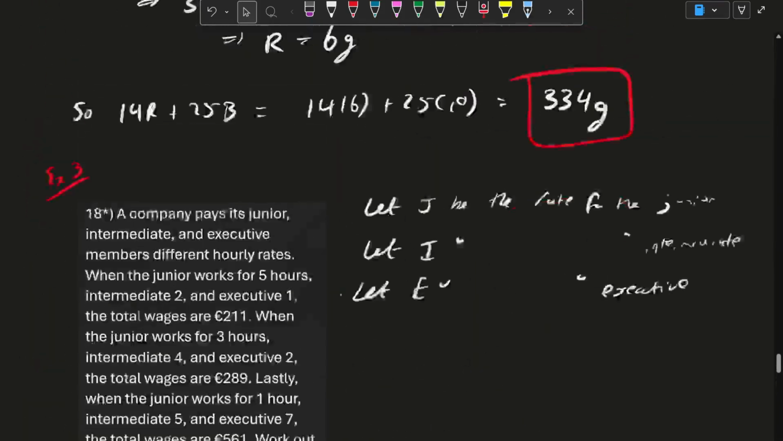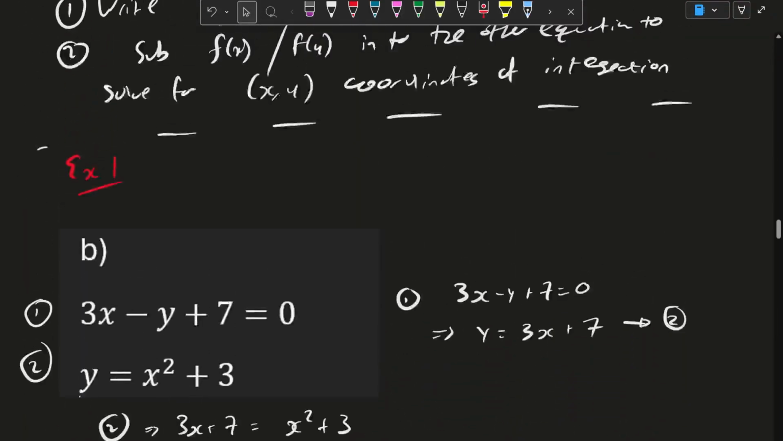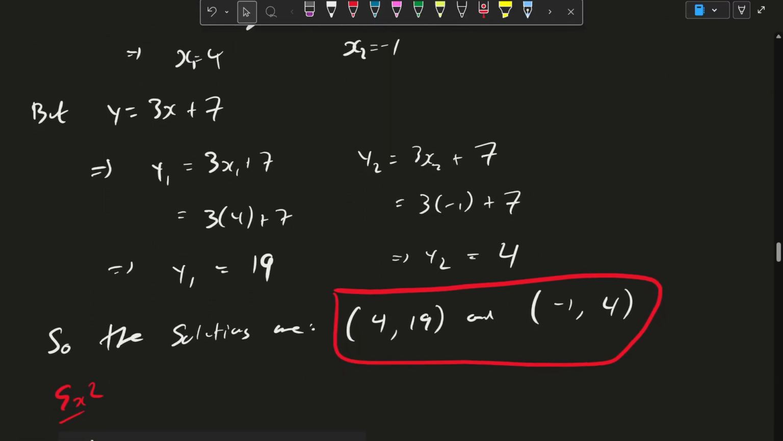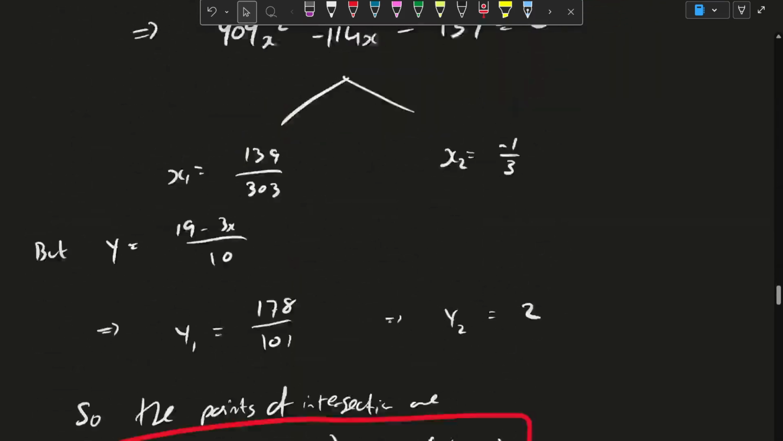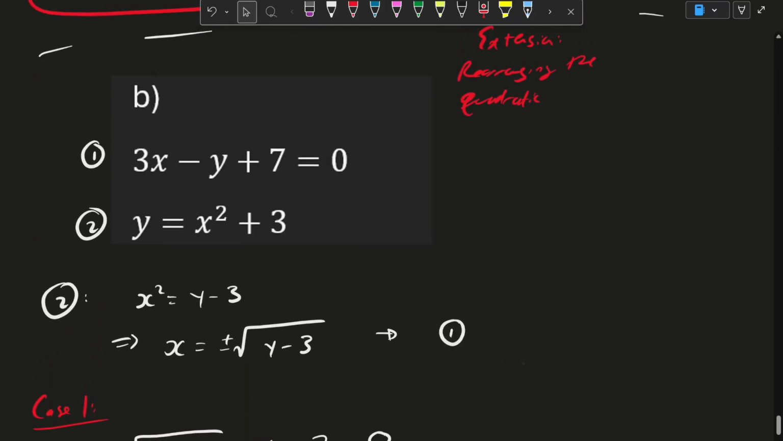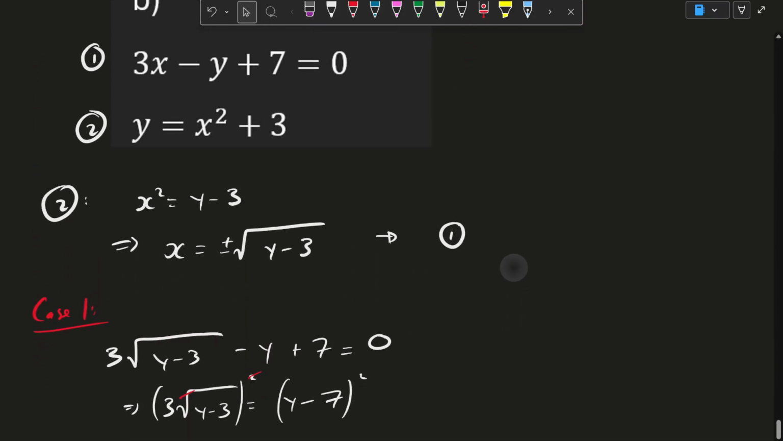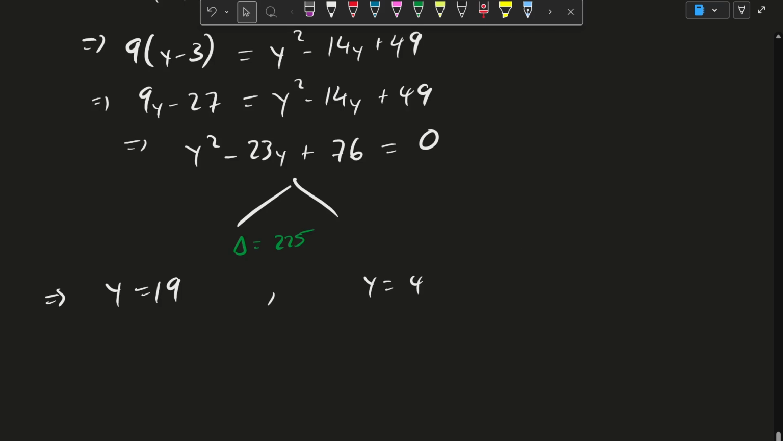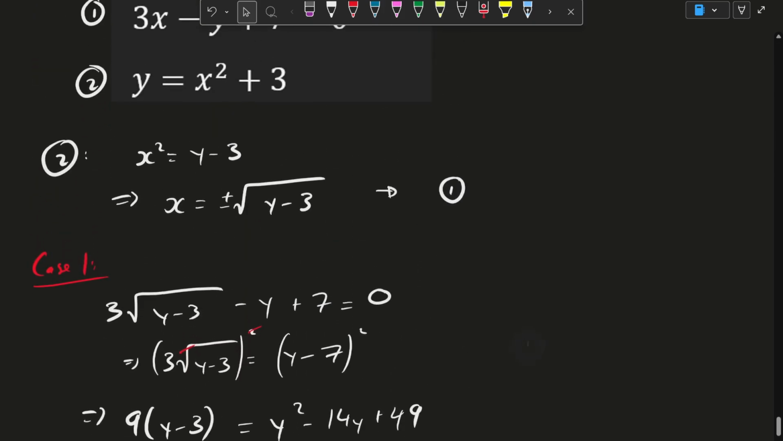Now, if I scroll all the way back to where this original question was, we did end up getting y is equal to 19 and y is equal to 4. It's actually handy because in this case we considered the case where at least the x coordinate is positive, which means that the corresponding y coordinates are also going to be positive, and that just happened to be true. However, do note when we're subbing back in, this is where it gets a little bit challenging.